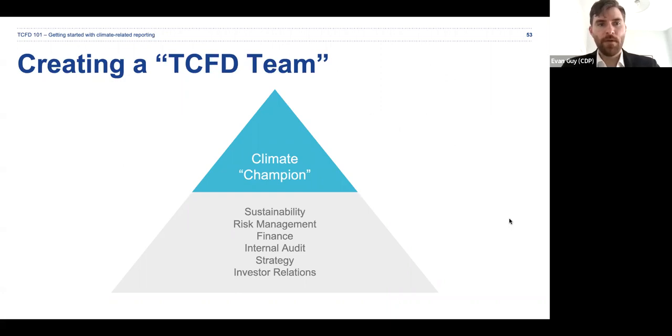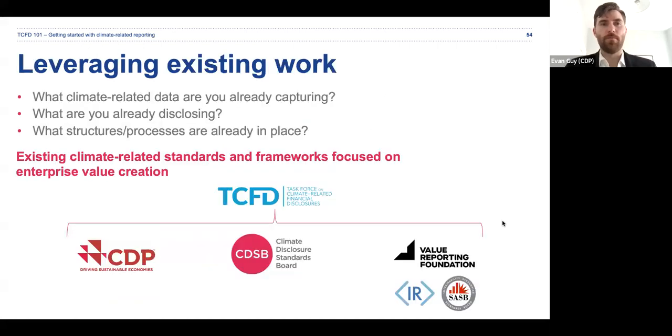your organization's strategy. Now, obviously, you don't want to start a bunch of new processes as that can be quite burdensome and time intensive. So it's important to leverage any existing reporting work or processes that you have. And in many cases, companies are not starting from zero, as there are often internal information and processes in place.